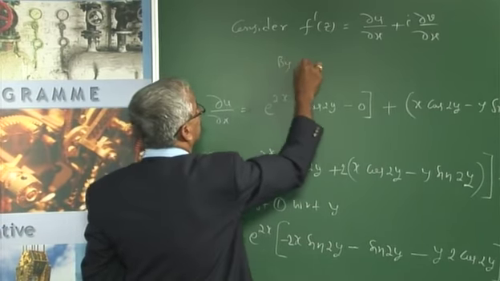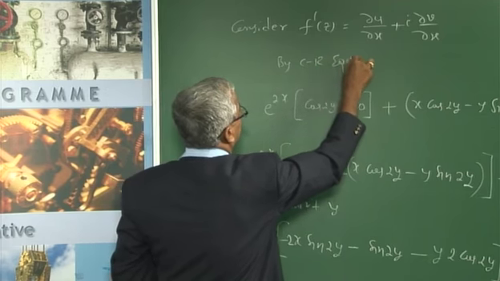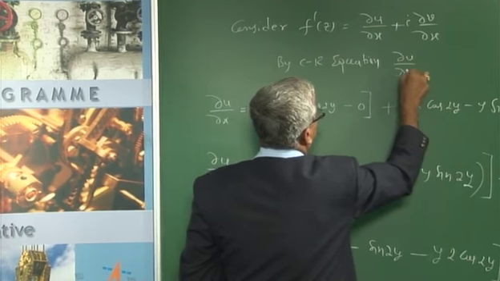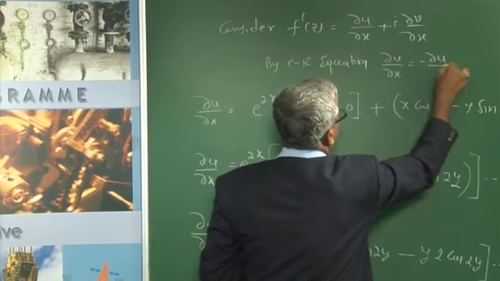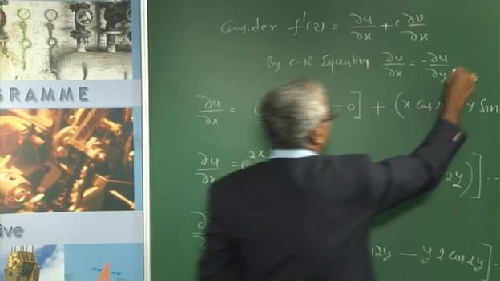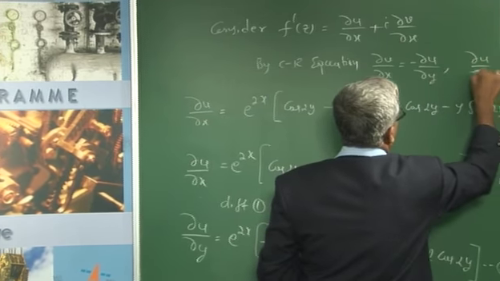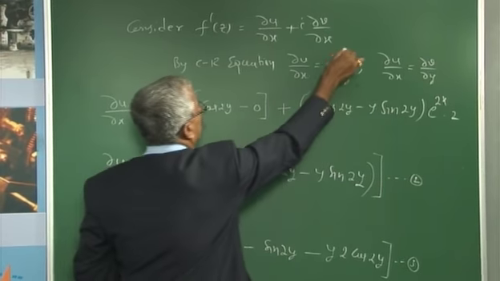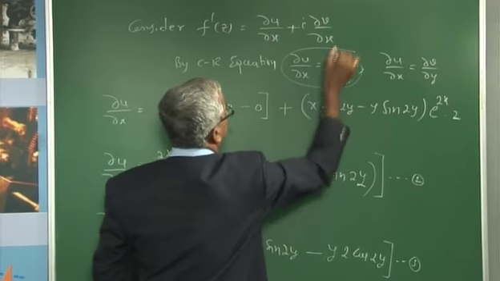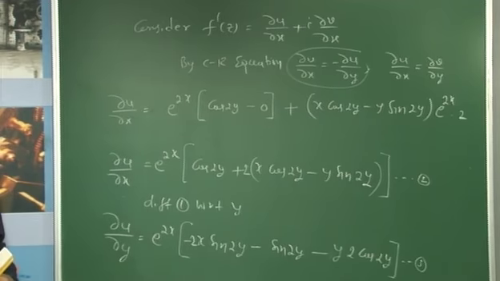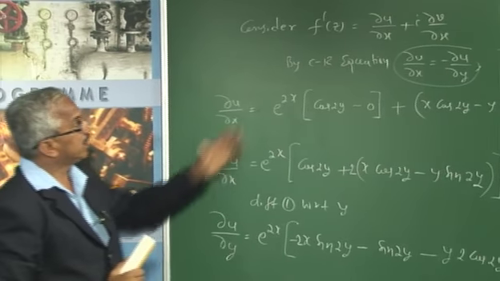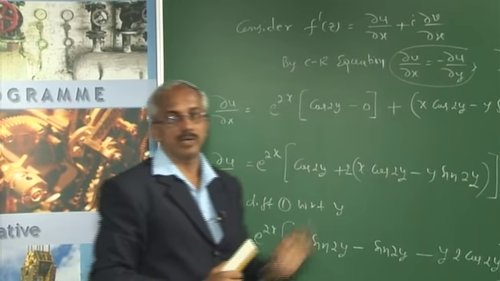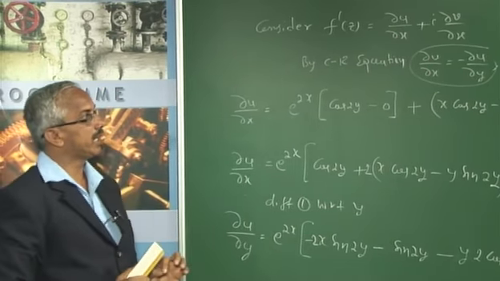By CR equation, dou v by dou x is equal to minus dou u by dou y. That is, I can take that dou u by dou x is equal to dou v by dou y. This is the CR equation. Now, I replace dou v by dou x by minus dou u by dou y. If I replace that, then I get f dash z is equal to dou u by dou x minus i into dou u by dou y, because here the real part is given.